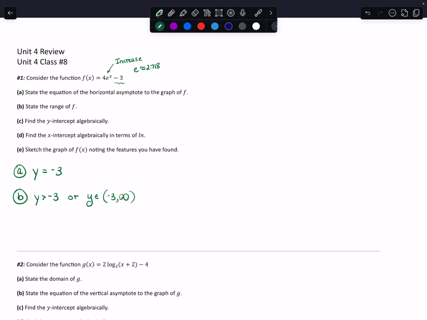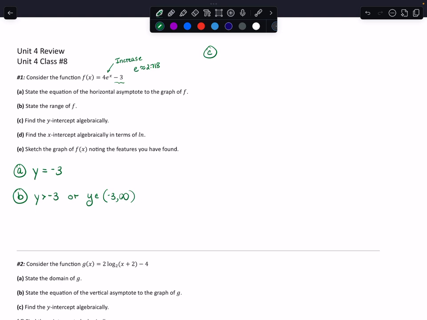C, find the y-intercept algebraically, so we must plug in x is 0 and see what value comes out. So we have f of 0 is 4 e to the 0 minus 3. E to the 0, anything to the 0 is 1. So we have 4 minus 3, which would be 1. So my y-intercept is at the point 0, 1. That looks pretty crappy. We'll fix that. Okay, there we go.